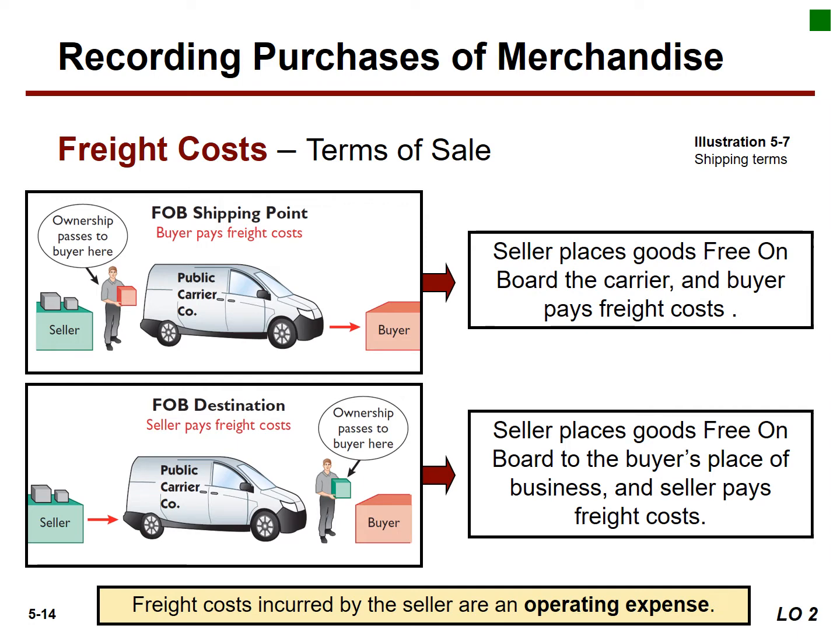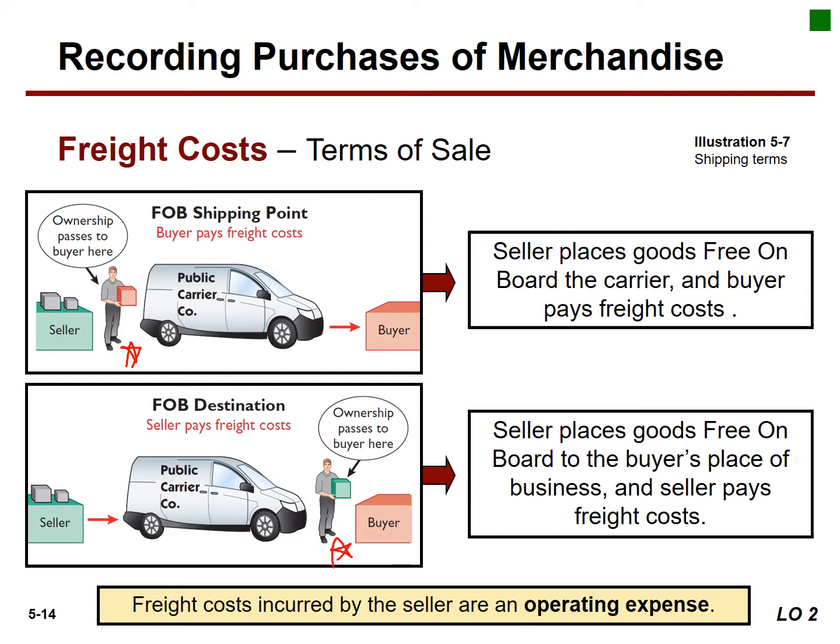In Chapter 6, when we talk about inventory and when title to the inventory passes, we're going to talk about these same two terms, FOB shipping point and FOB destination. With FOB shipping point, legal title to the goods transfers to the buyer as soon as they leave the seller's place of business. But if it's FOB destination, the seller is going to retain ownership of the goods until they reach the buyer's place of business.